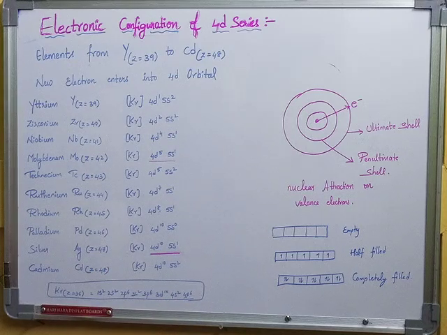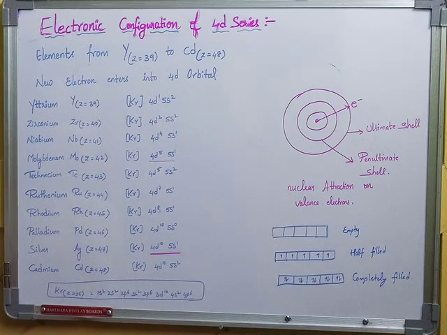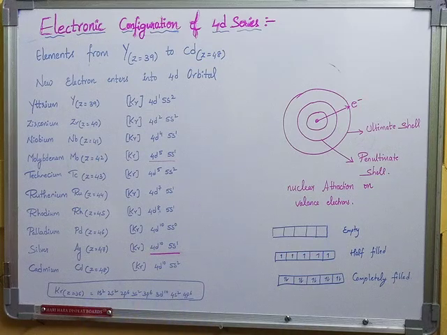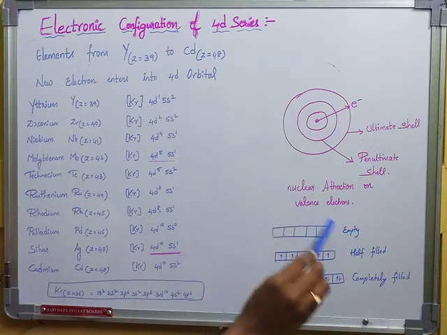You may have a doubt why empty, half-filled or completely filled orbitals are more stable. The main reason is equal distribution. If you have equal energy, if I distribute anything equally, you all will be stable. In the same way, orbitals are also equal in nature. So if I distribute anything equally, they all become stable because of their symmetry.